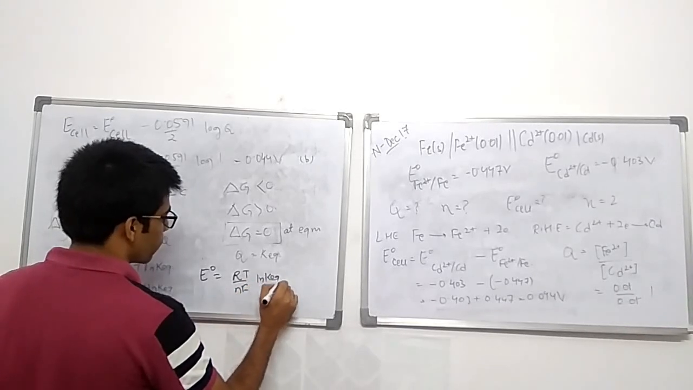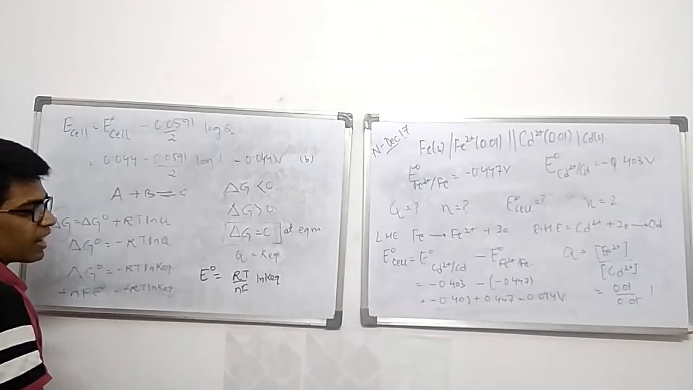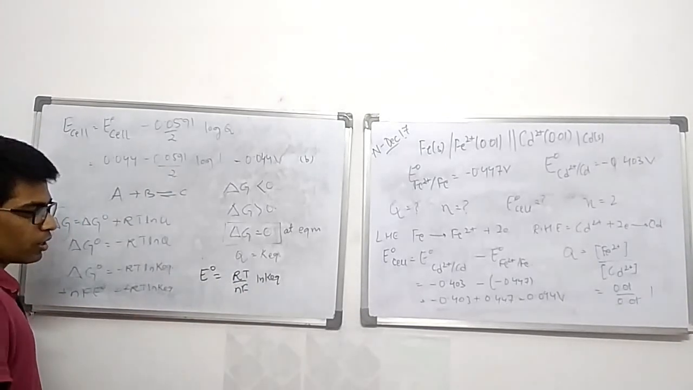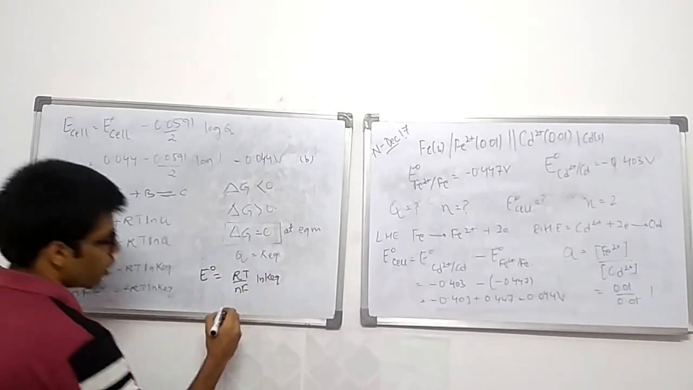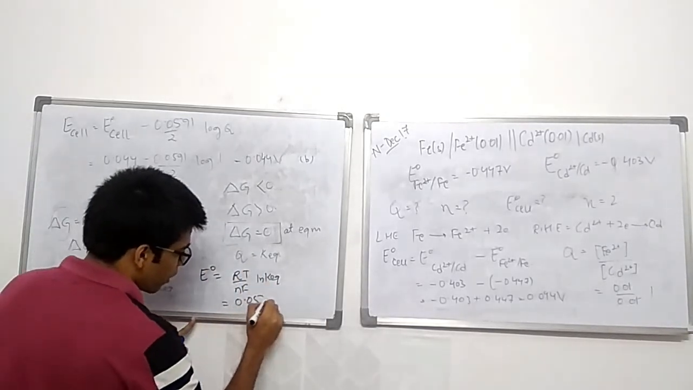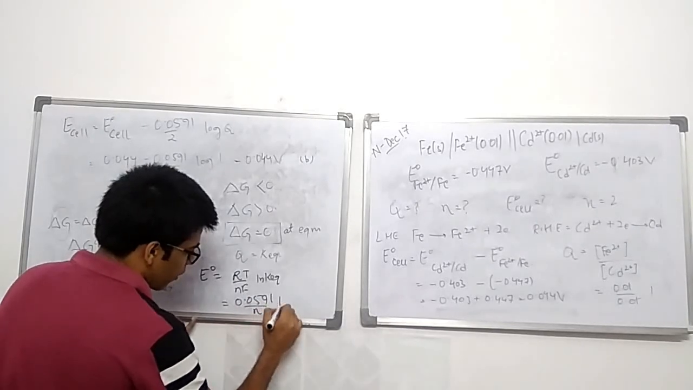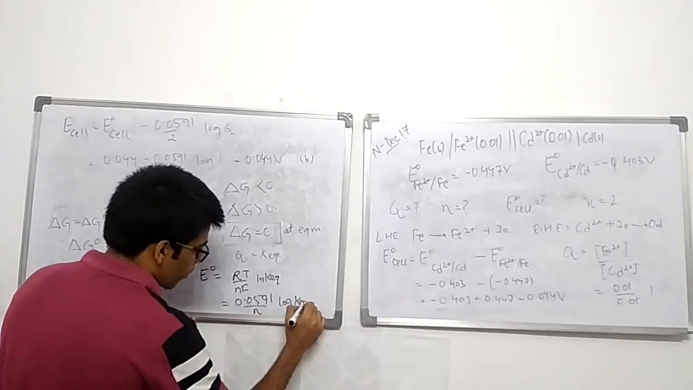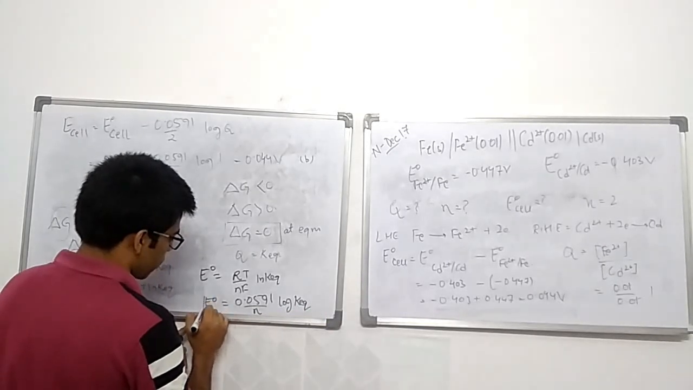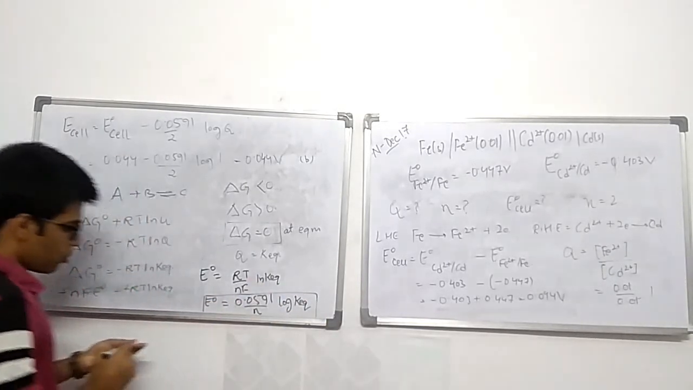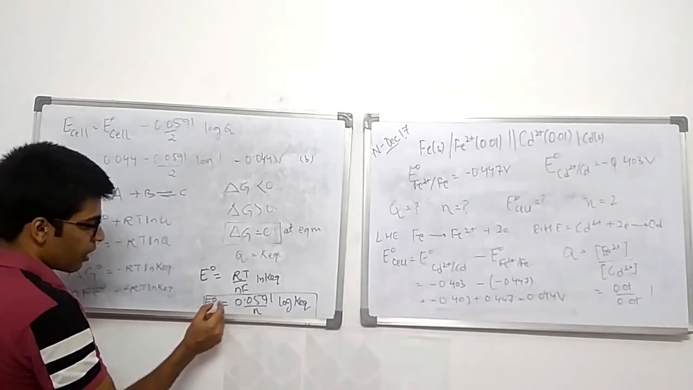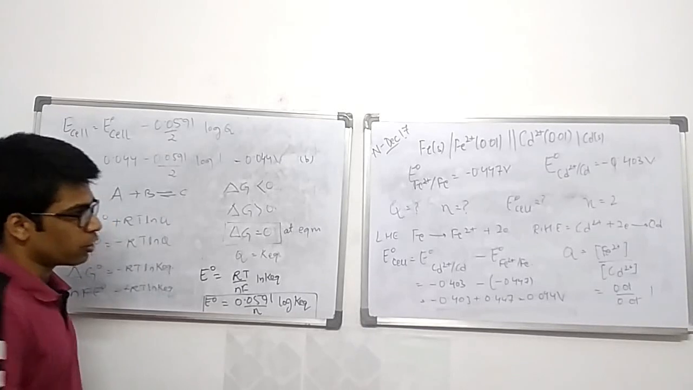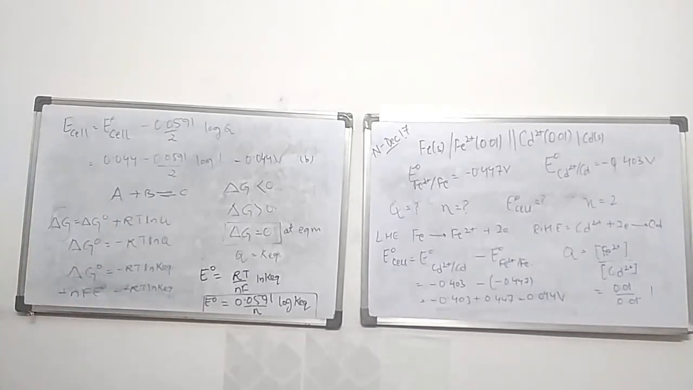Now I can replace ln by log by multiplying by 2.303. And RT by F into 2.303 is 0.0591. So E naught is equal to 0.0591 by n log K equilibrium. This is my equation relating the equilibrium constant and the standard electrode potential. We'll see some examples from this. Questions have come from this part.